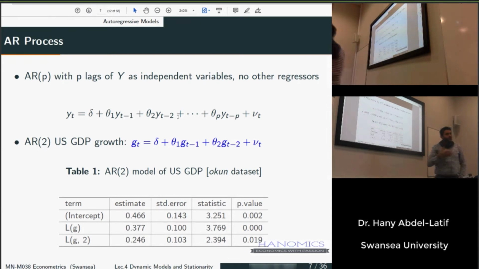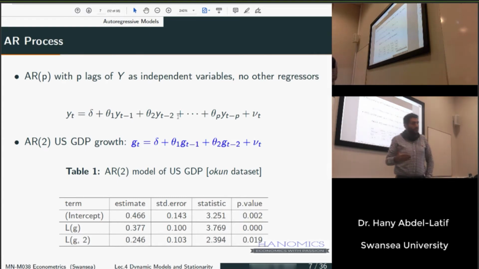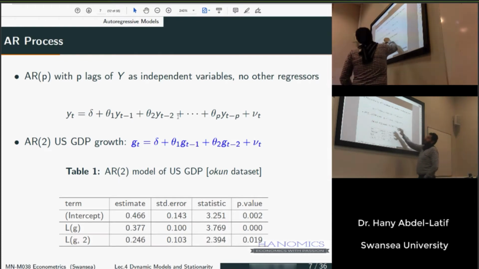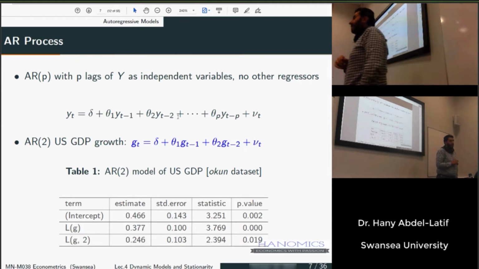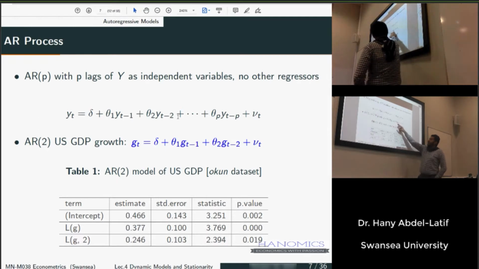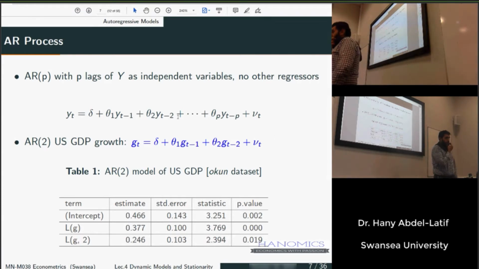When we talk about an autoregressive process or AR process, usually AR(p), p here is the number of lags, how many lags or how many time periods you go back in time. This is an example about the US GDP, an AR(2) model, meaning that the growth rate this quarter, if this is quarterly data, depends on the growth rate in the previous quarter and the growth rate two quarters back, plus some error term, okay?